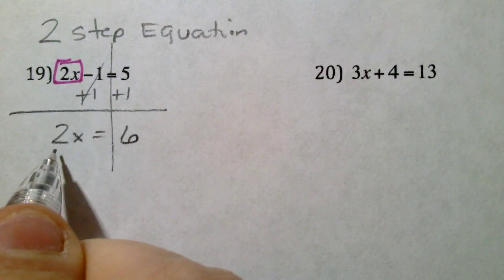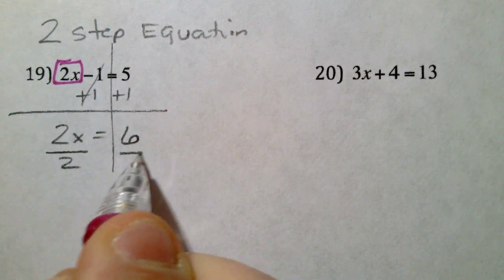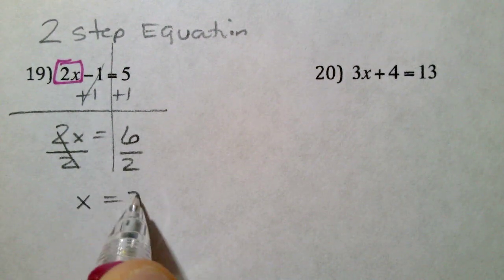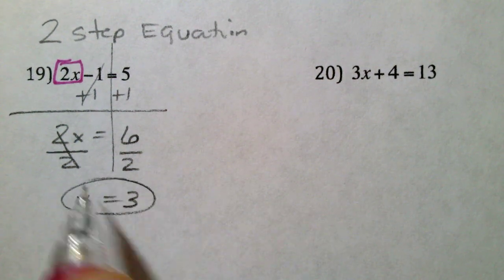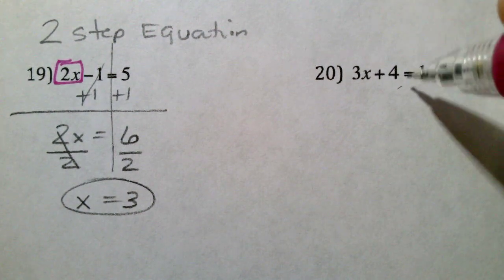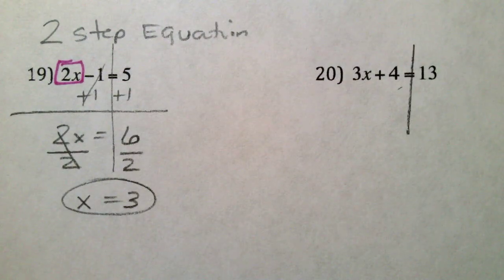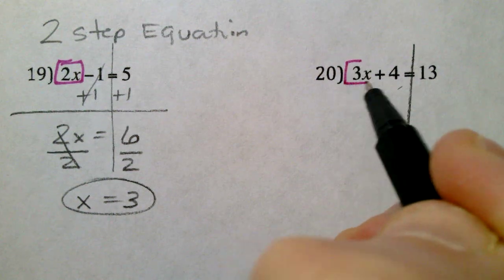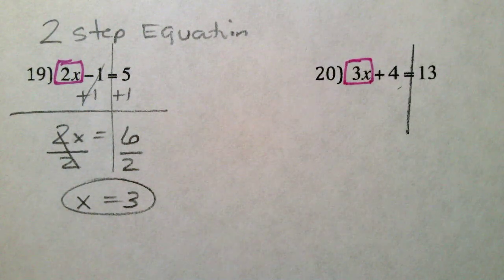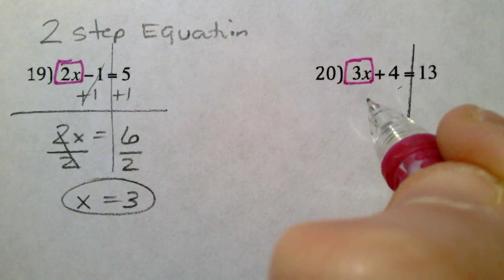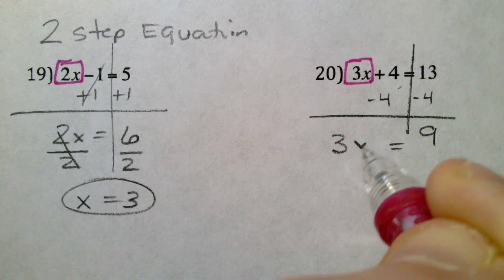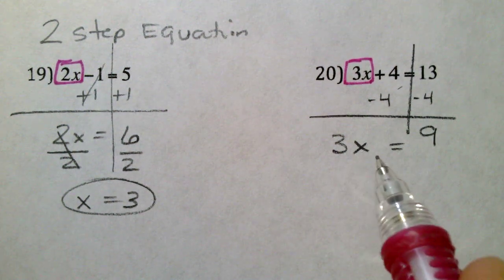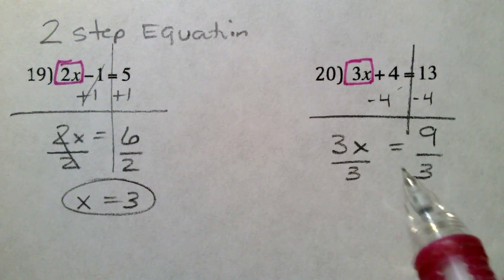All right, so here we're going to be dividing both sides by 2 and get 3. X equals 3. This is another example just like it. My goal is to isolate the x term. To do that, to get rid of the +4, I'm going to subtract 4. That's going to give me 9 is equal to 3x. And then recognize this is multiplication, so I'm going to divide next.